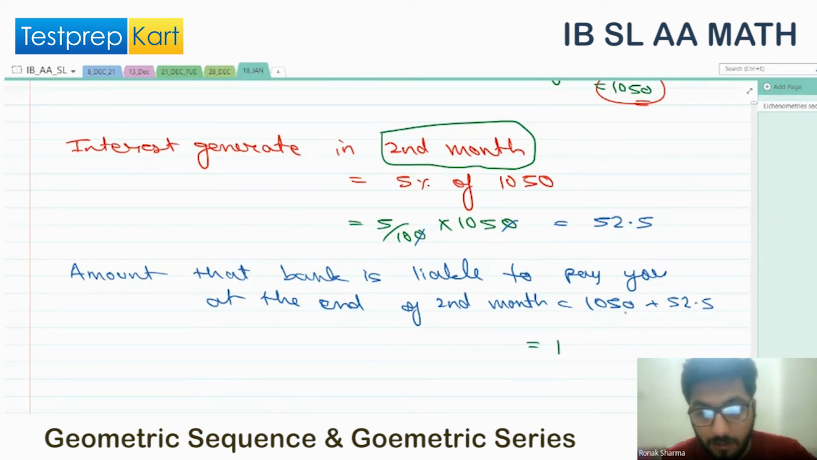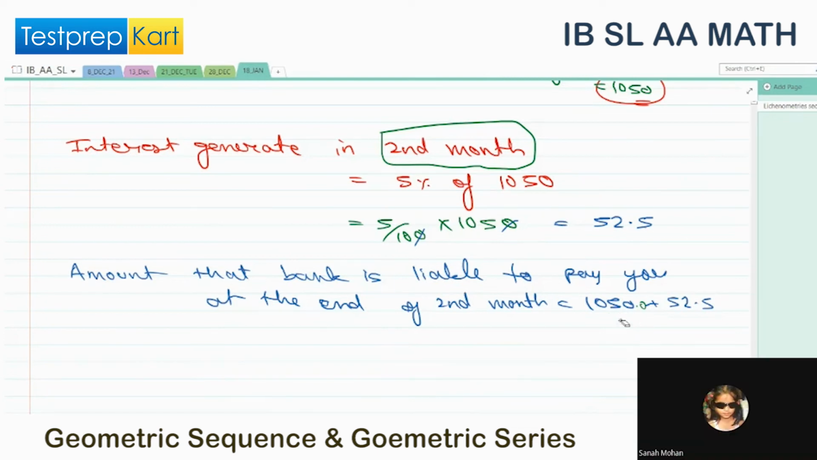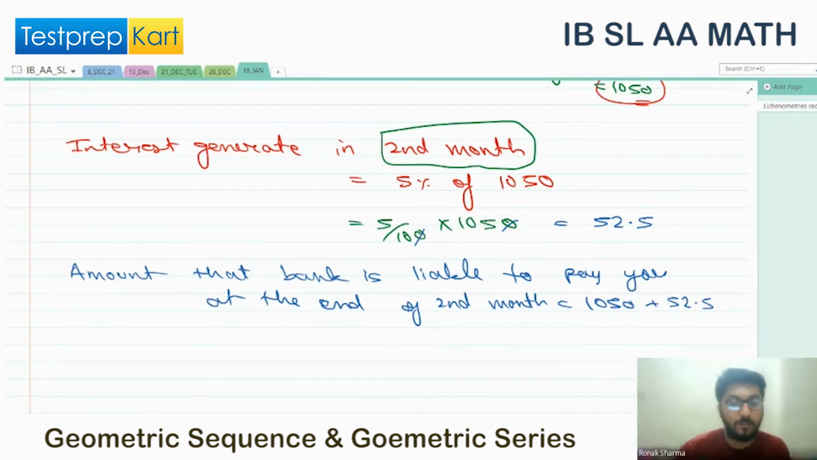1, just a second, 52.5. So it will be 1, 1. I think it should be 101. Just a second, I'm doing. We're having 1050, right? So it will become 1111, 02.5. Okay.